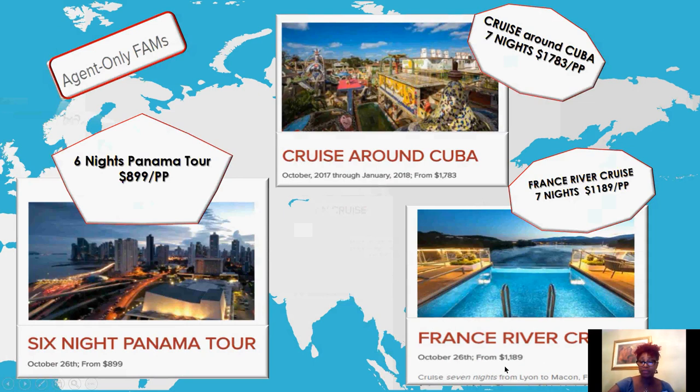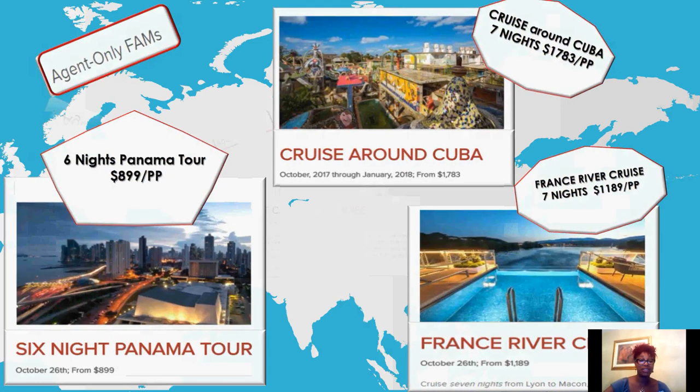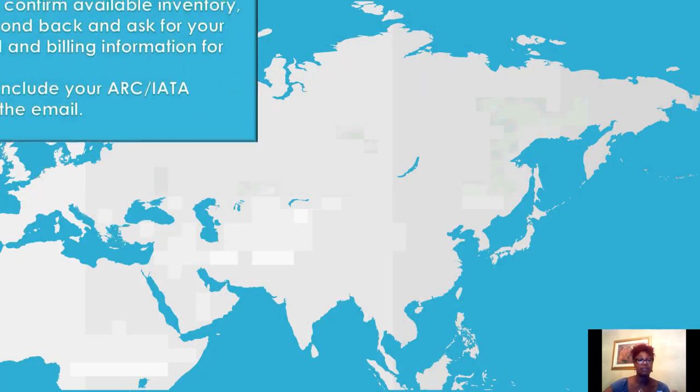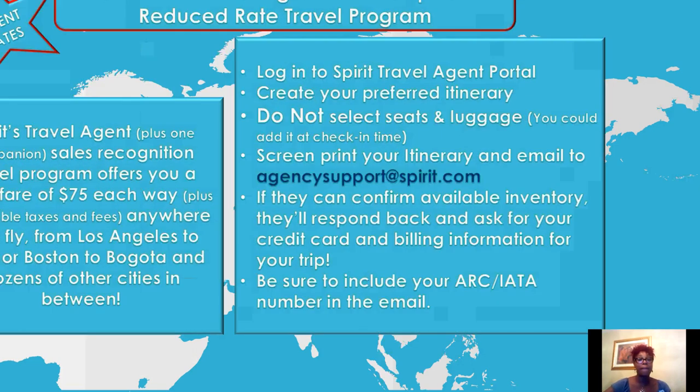I wanted to show the France River Cruise as well, which is $11.89. It's way more, guys, trust me. Cruise around Cuba for 7 nights, $17.83, way more. We have a 5-day cruise going to Cuba next year, and the interior cabin is not even $17.83 per person. It's not even 7 nights. So this is definitely a great deal for travel agents. And then, of course, 10 nights Caribbean cruises. I thought this one was great. So this is all in our FAM section in our back office, guys. I think you guys should definitely take some time to check it out, okay?